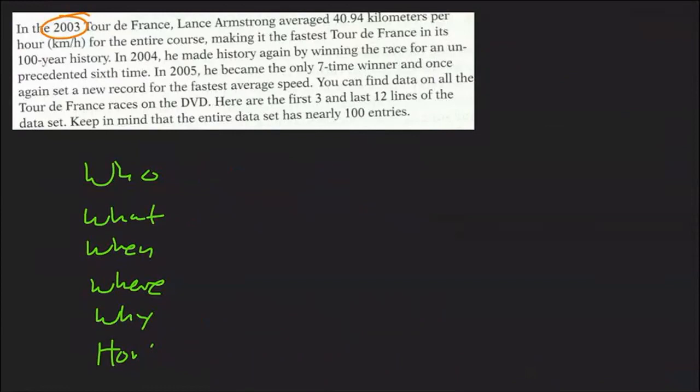And let's see, so it looks like we have different years. So for when, it looks like we're talking about 2003 to 2005. And the table would maybe make that more clear, but that seems like a good answer. And what else do we have? Where? We could say France, because we're talking about the Tour de France.